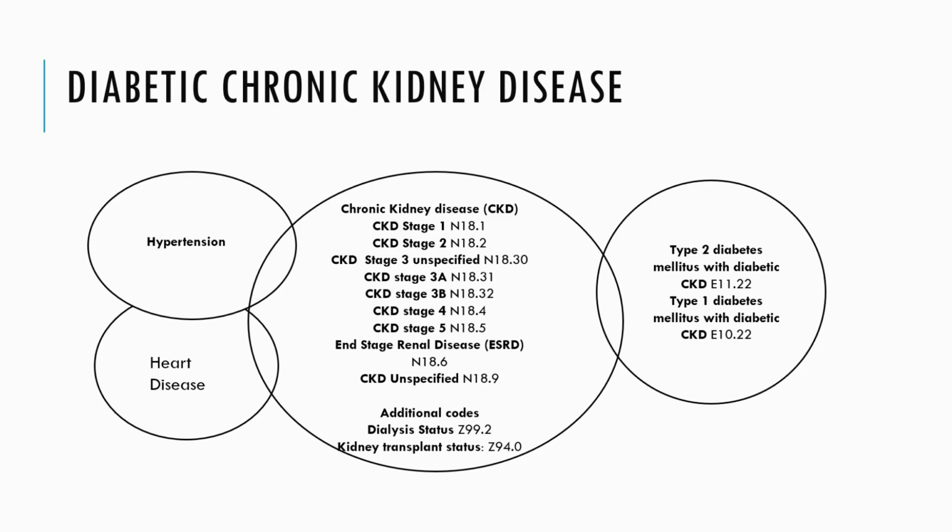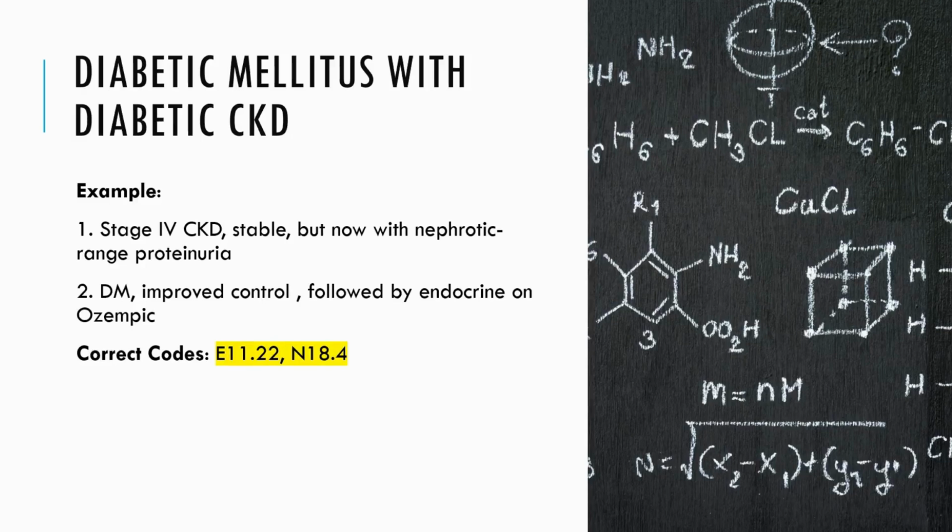So here's a documentation tip. Always code the specific CKD stage along with the diabetes code. For example, E11.22 and N18.30 for type 2 diabetes with stage 3 kidney disease unspecified. Here's an example where stage 4 chronic kidney disease is documented along with diabetes. The correct coding here in this example would be E11.22 and N18.4.